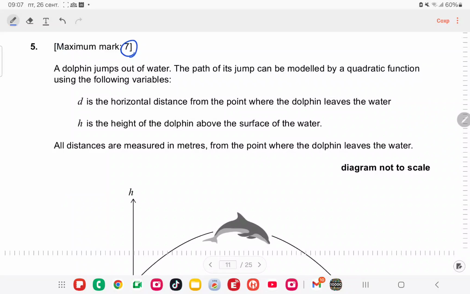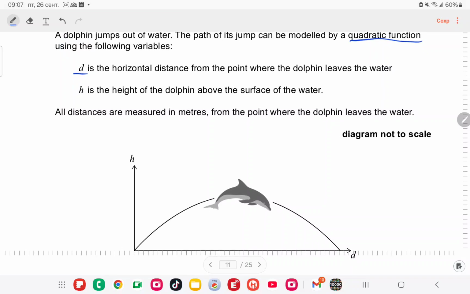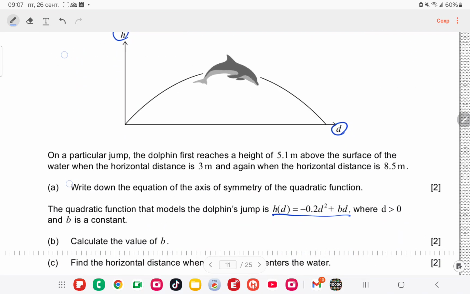Let's start with the very beginning. A dolphin jumps out of water. The path of the jump can be modeled by a quadratic function using the following variables. d is the horizontal distance from the point where the dolphin leaves the water, and h is the height of the dolphin above the surface of the water. So this is the h, and d is the distance, right? Okay, now let's turn to the question.